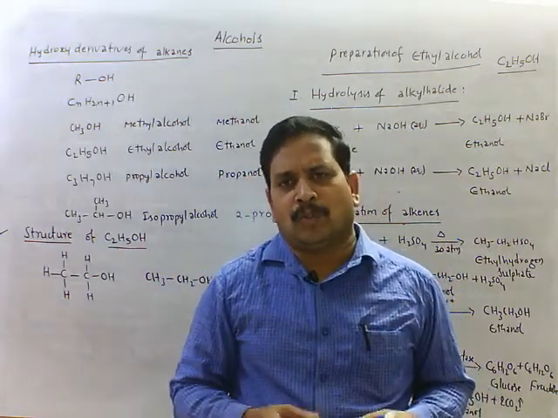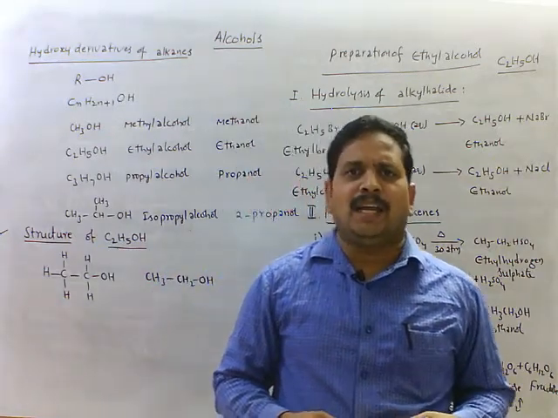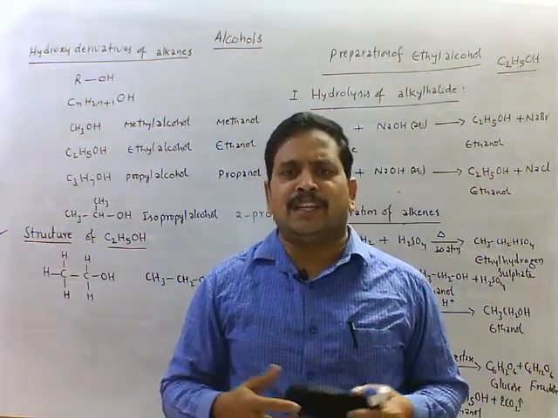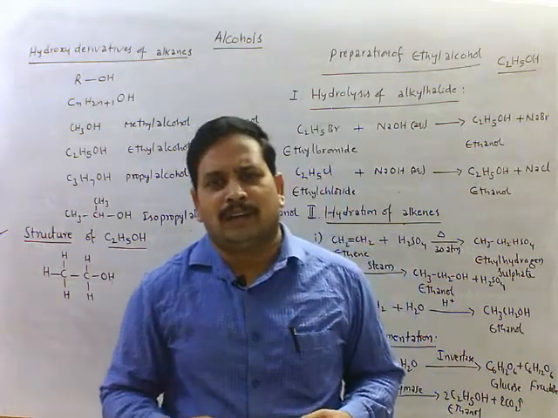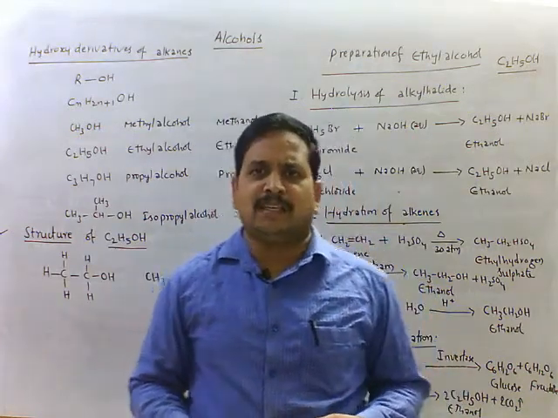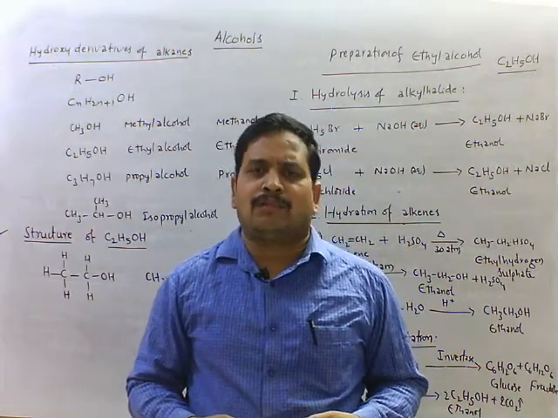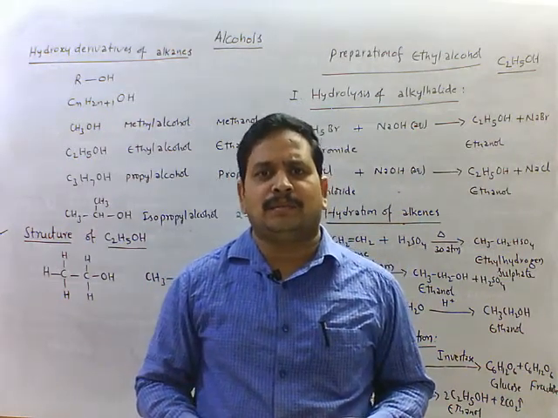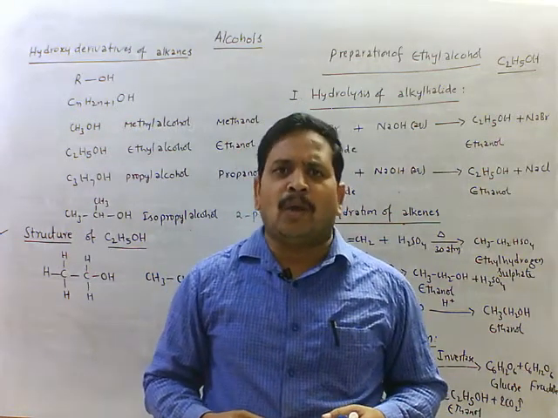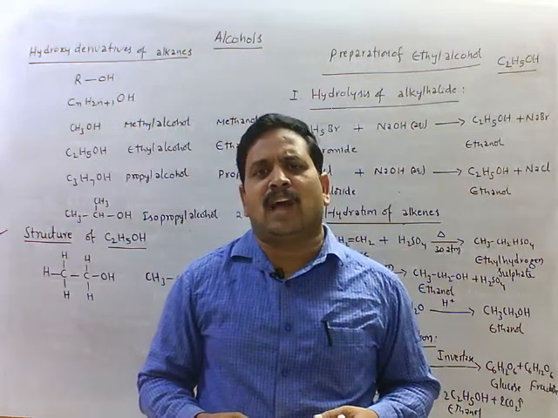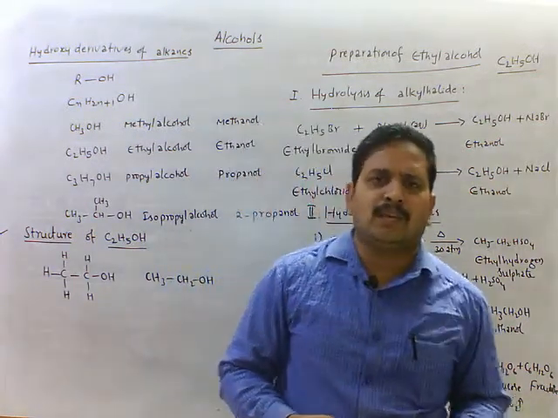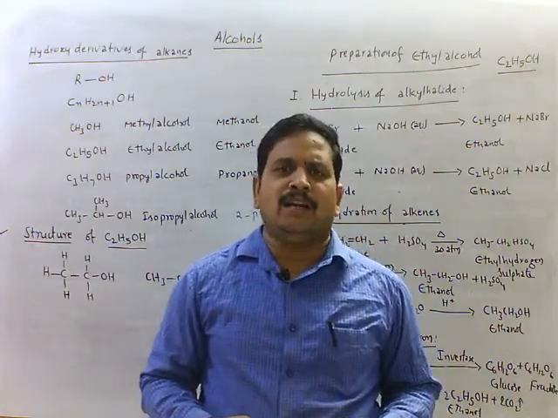Now, physical properties. It is a highly inflammable liquid. It is toxic in nature. It is soluble in water. Its boiling point is 78 degrees Celsius. It is a good solvent for fats and oils. Its density is 0.789 grams per cc at 20 degrees Celsius. These are the physical properties of ethyl alcohol.